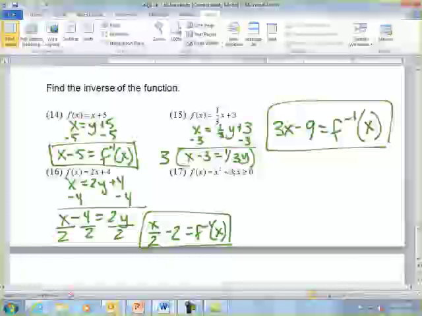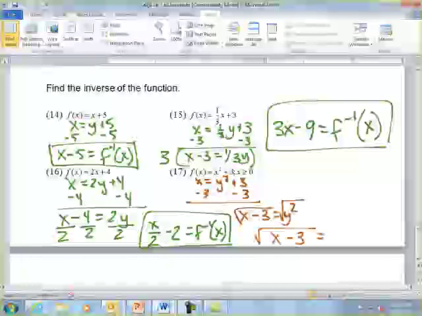And for number 7, we're going to swap our x and y. What do I do first to solve? Subtract 3. And then take a square root. Now, what do we need to be careful of with square roots? A plus and minus, positive and negative answer. Do we need a plus and minus here? Why not?